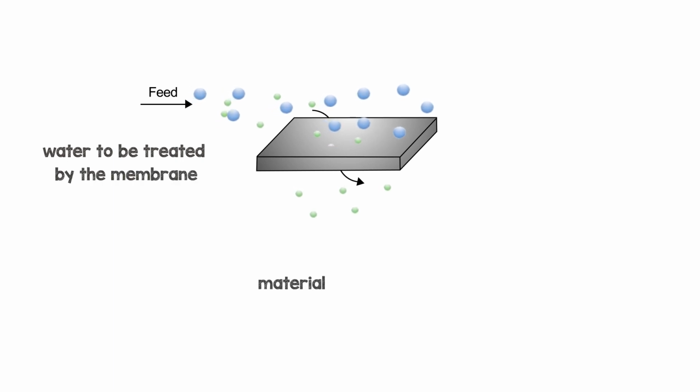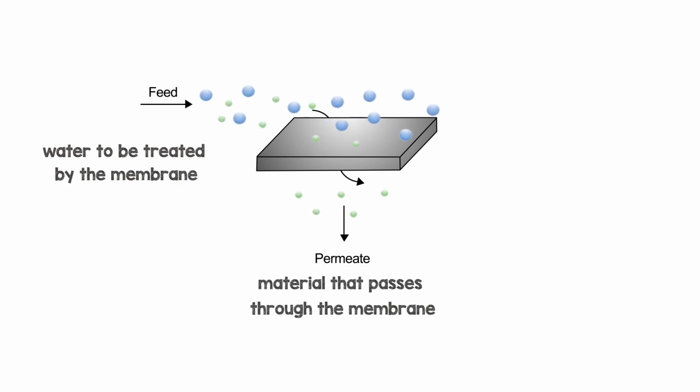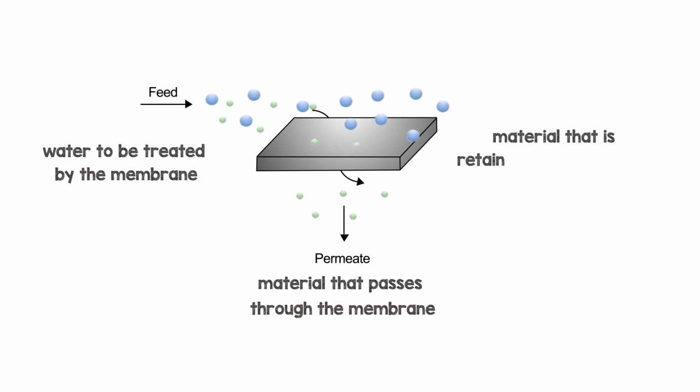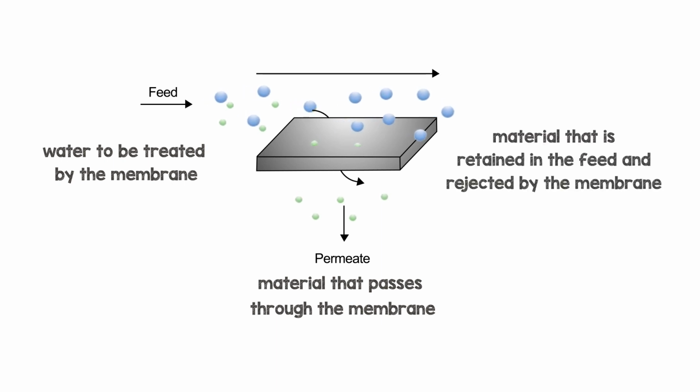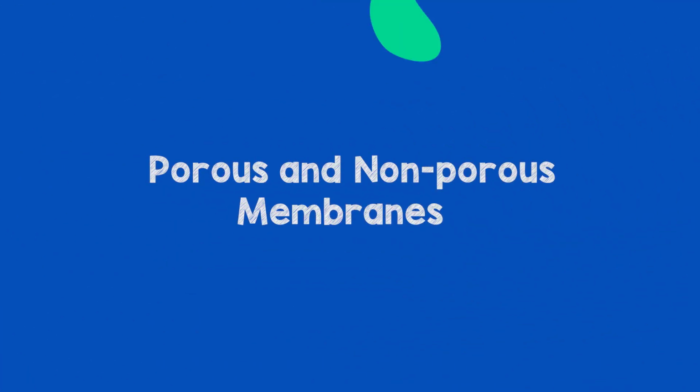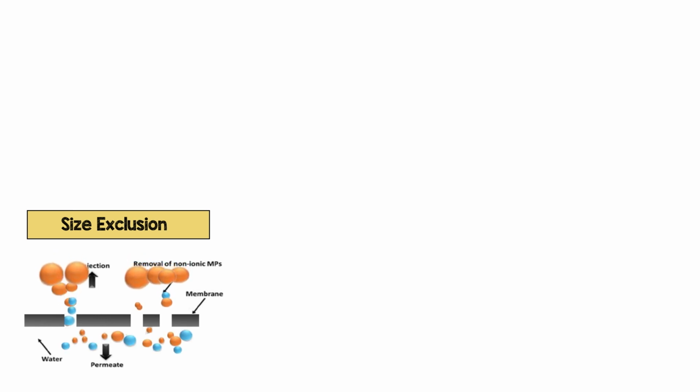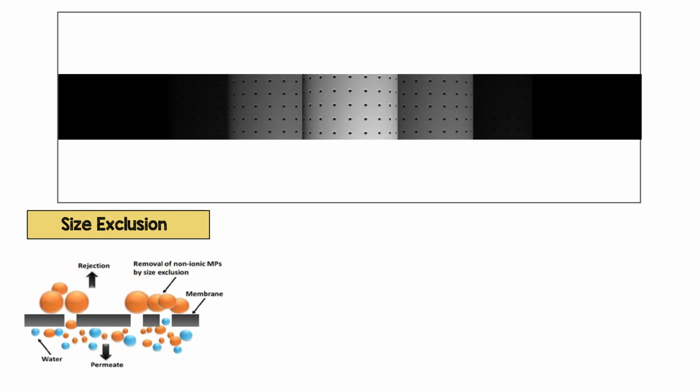The material that passes through the membrane is called the permeate, whereas the material that is retained in the feed and rejected by the membrane is called the retentate. Membranes can be porous or non-porous. For porous membranes, particles smaller than the pore size of a membrane would pass through the membrane. The separation mechanism in porous membranes is size exclusion, whereby particles are separated based on their sizes.